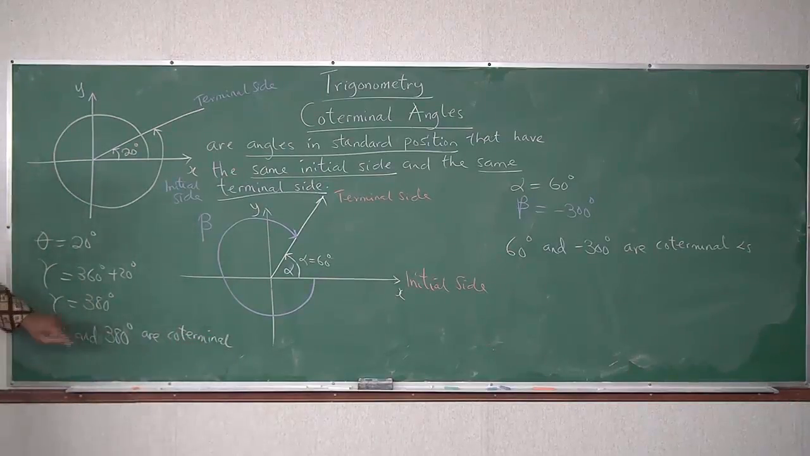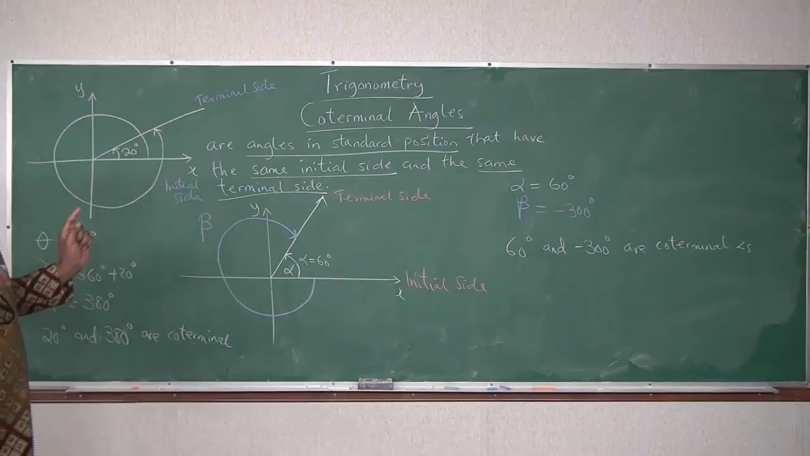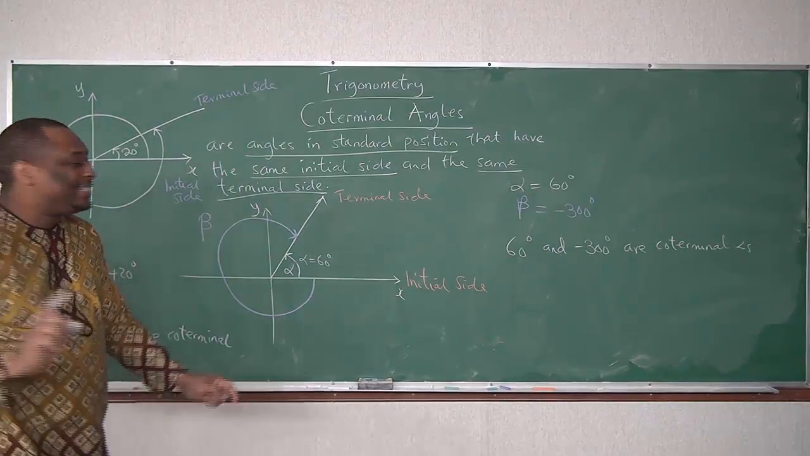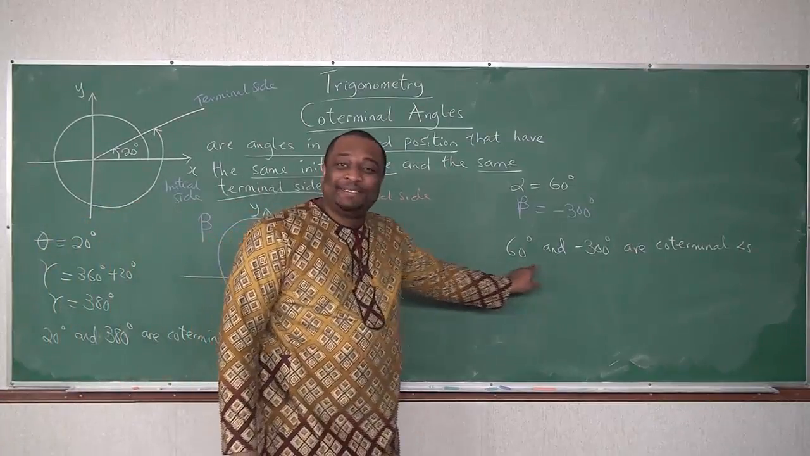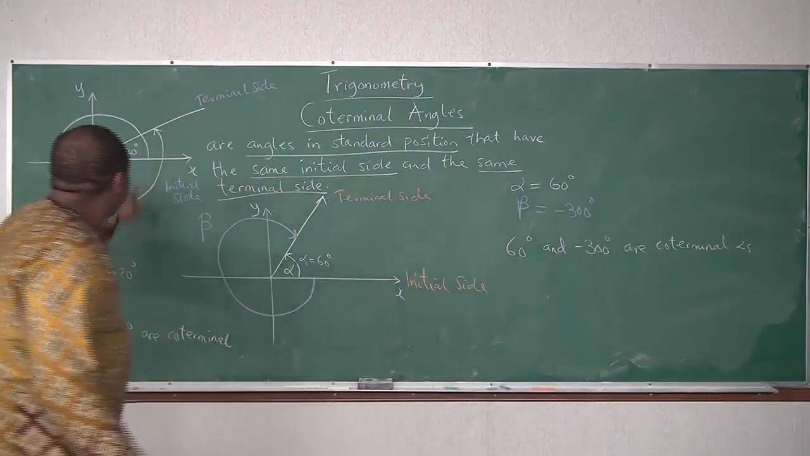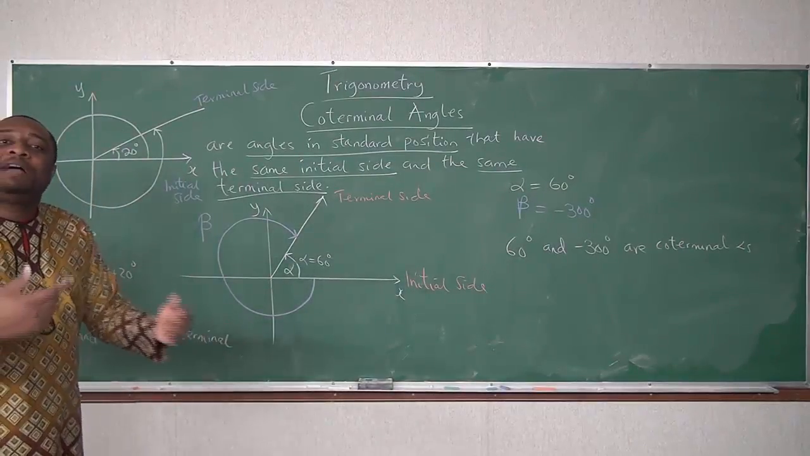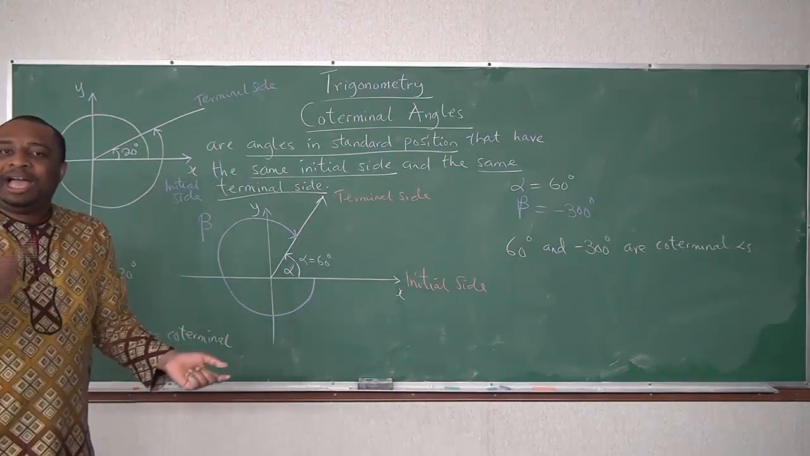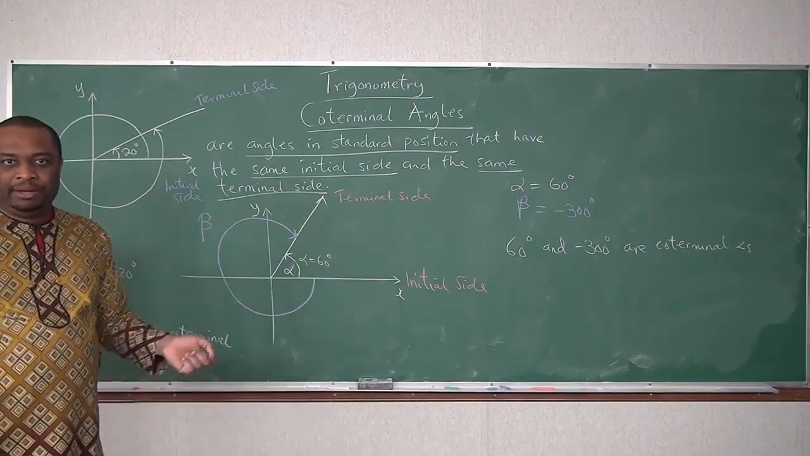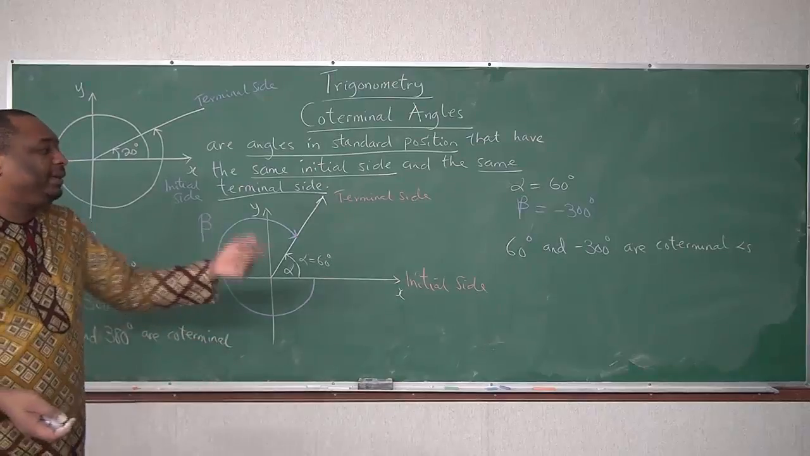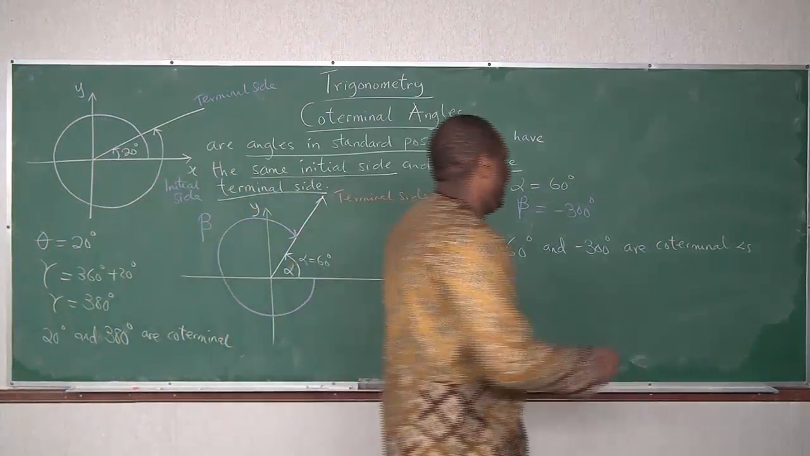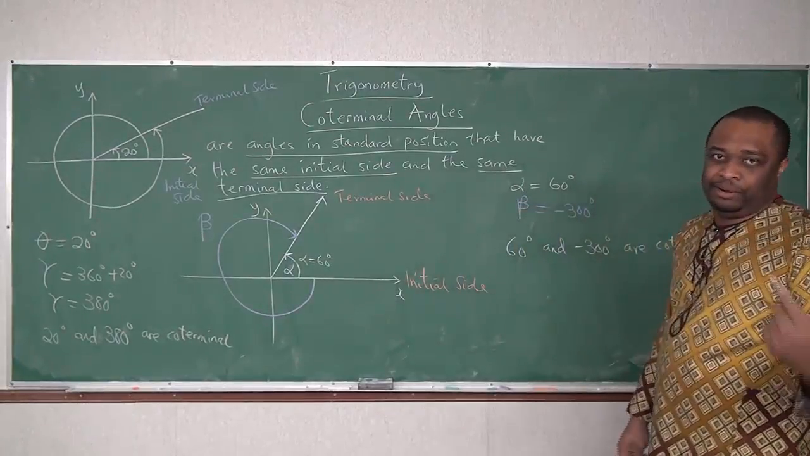So it must not always be positive and negative. It could also be positive and positive. So you could have an angle and they ask you to find 3 positive coterminal angles. They can also ask you to find 3 negative coterminal angles. How am I going to find a negative coterminal angle?